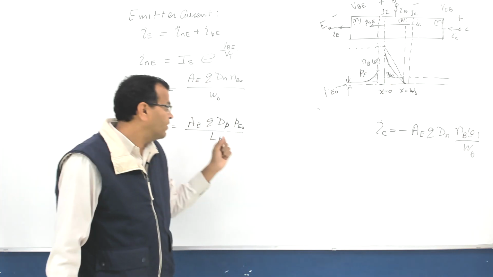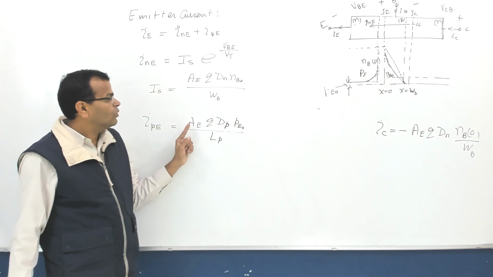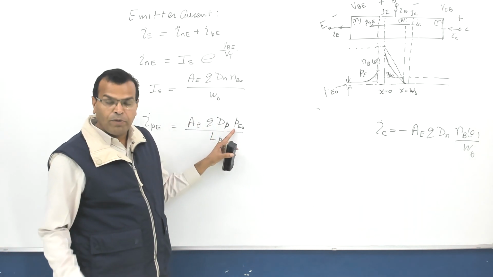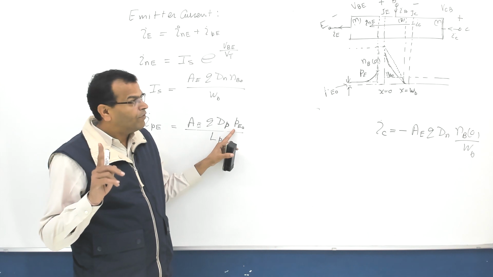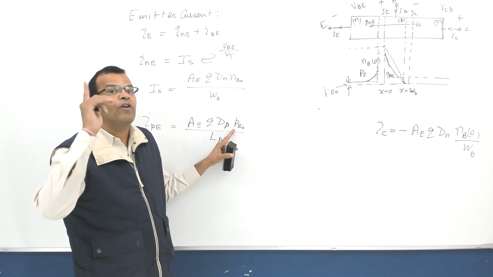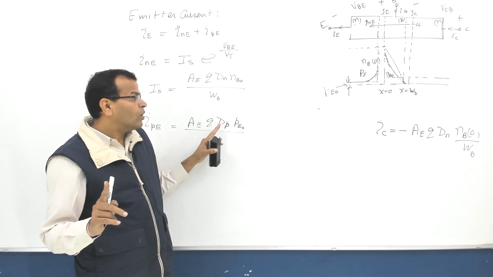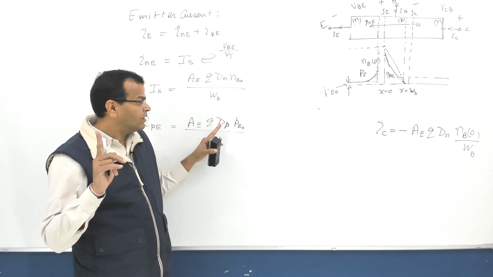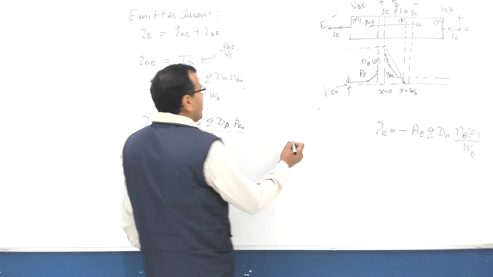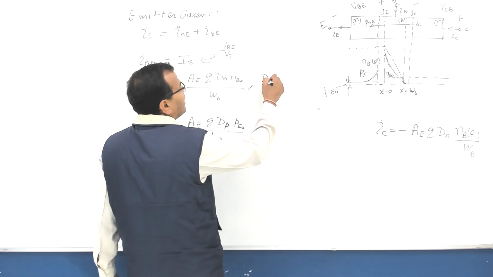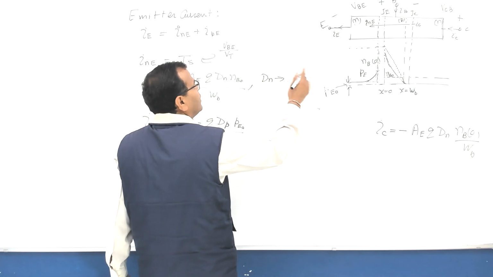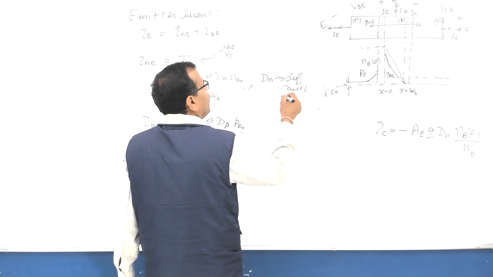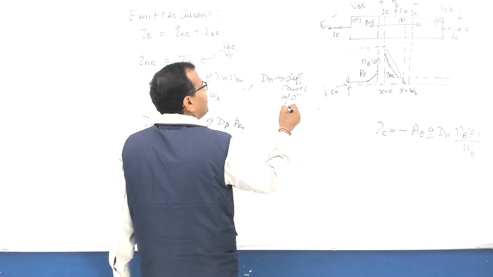And that component of current is given by IP equal to area of cross section of emitter times Q times dP times P naught, because it is because of concentration of holes which are injected from base to emitter. So dP is the diffusion constant of holes in emitter region. Remember, this is a diffusion constant. I repeat, in this expression, Dn is the diffusion constant of electrons in base region.